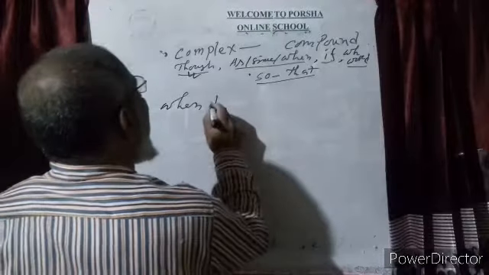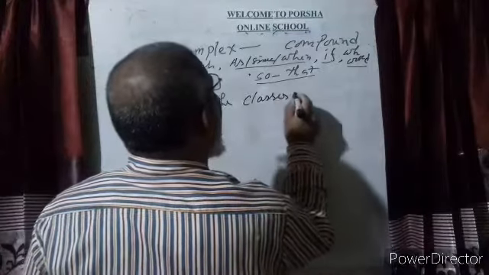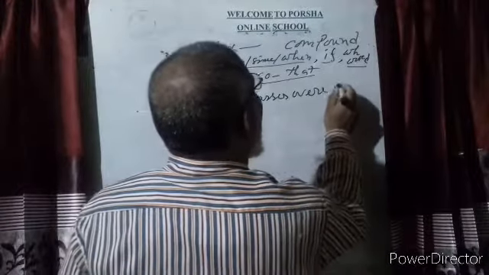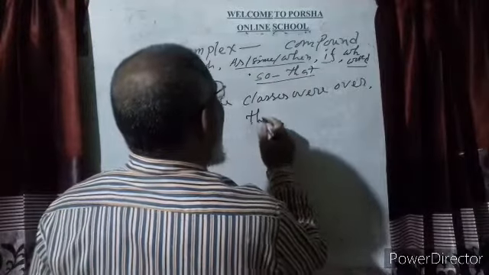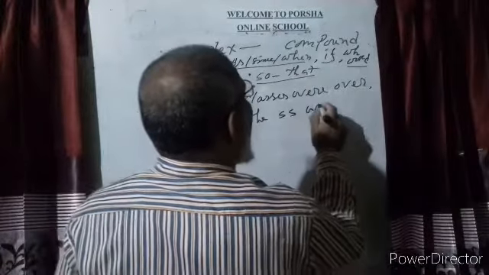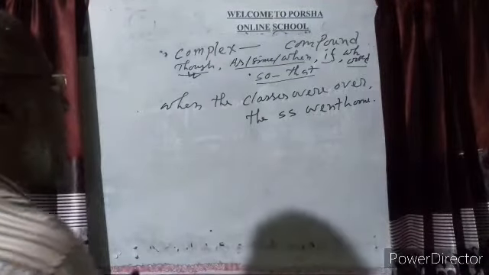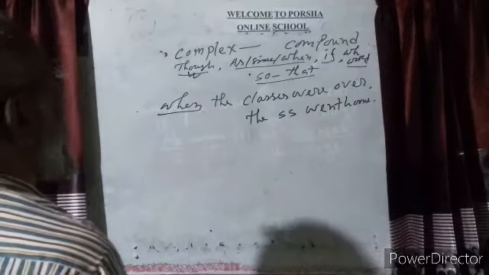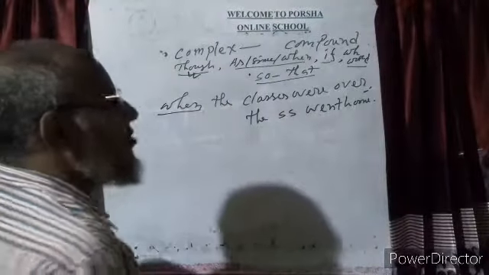When the classes were over, the students went home. Look at the sentence, my dear student. This is a complex sentence. Here the symbol of complex is used, and here a comma is also used, and there are two subjects and two verbs. So this is a complex sentence.